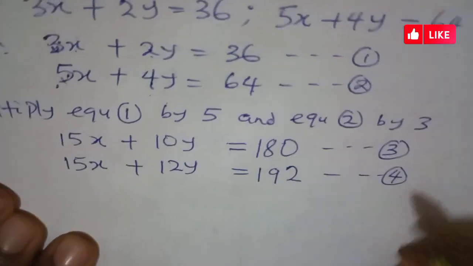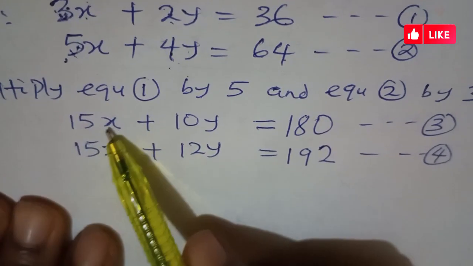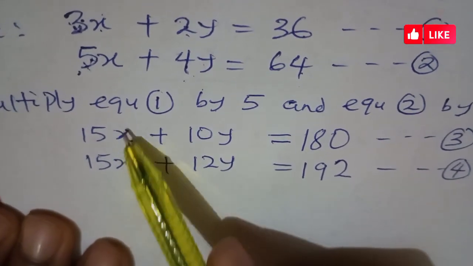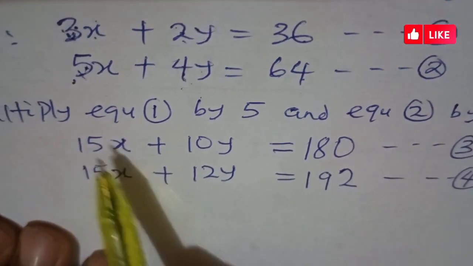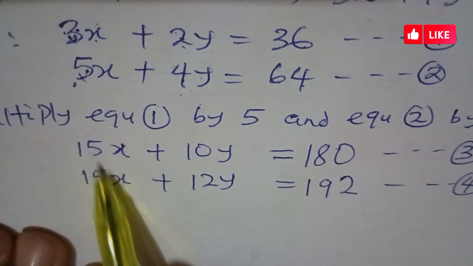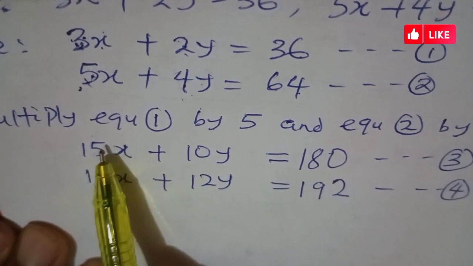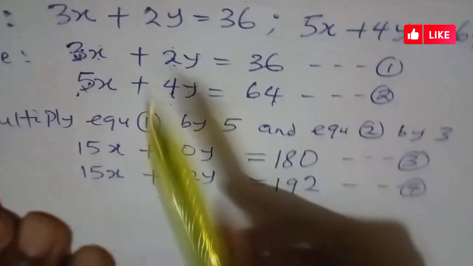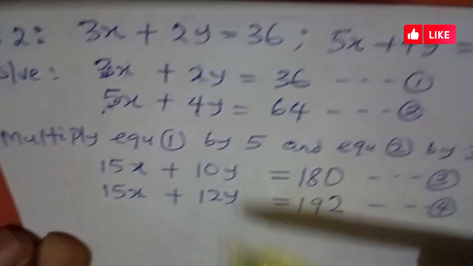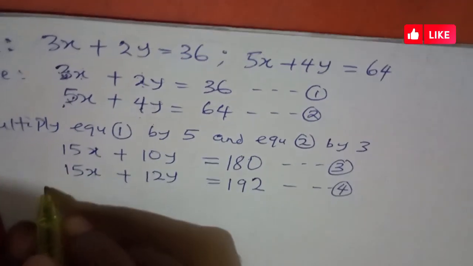That's equation 4. Now the aim of doing this is to make one of the coefficients of the unknown to be the same. See, in this case we have 15, 15, so they are of the same numbers, so that we can use the elimination method. The same thing applies if I'm using 4 and 2 to multiply equation 1 and 2. It will make the y's to be the same. So I'm going to subtract.